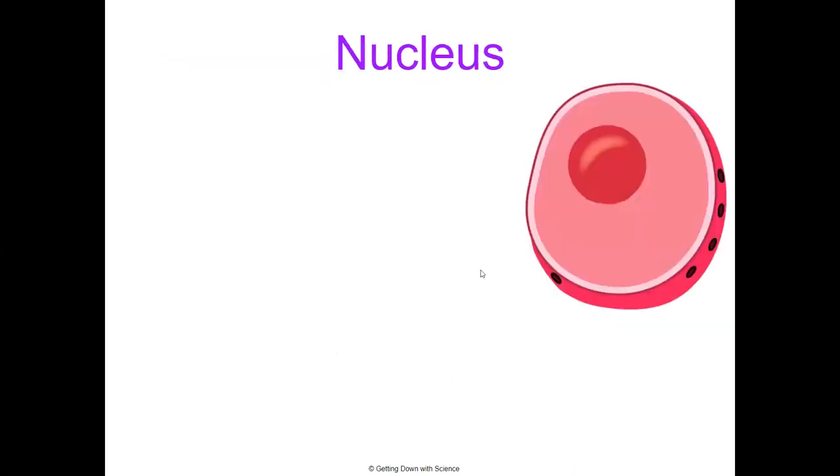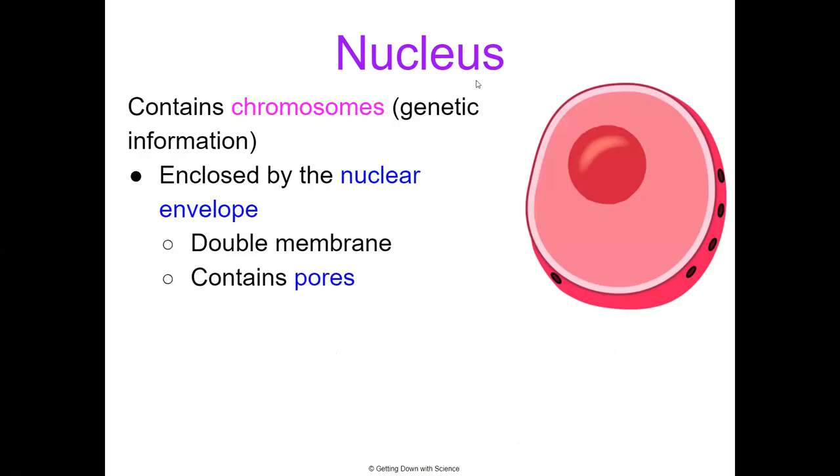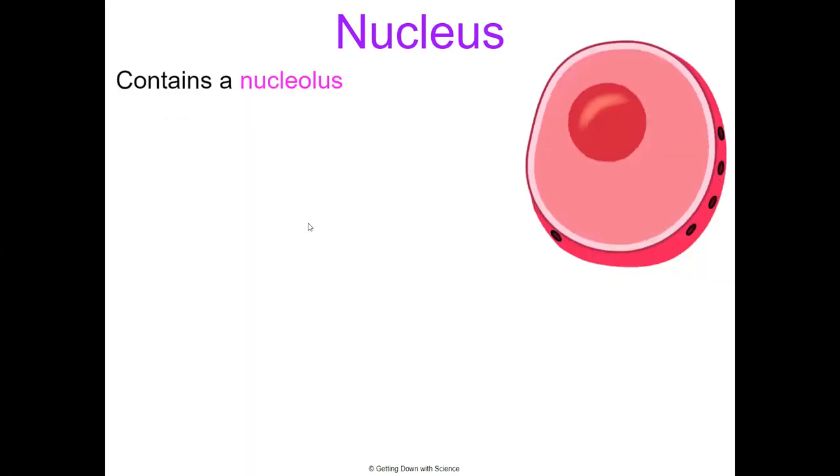So looking at the different organelles, we're going to start with the nucleus. The nucleus contains the chromosomes, which is our genetic information. It has a nuclear envelope around it, just like we have a cell membrane, we have a nuclear membrane. It's a double membrane system, and it does have pores to allow materials to pass through. You can see those little black spots. The pores regulate entry and exit of material, so they get to control what comes in and out of the nucleus.